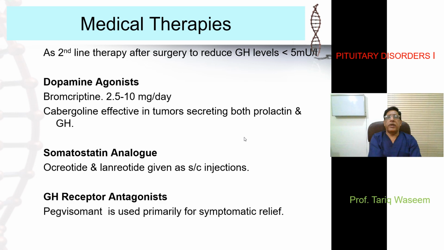Then there is another drug, a growth hormone receptor antagonist, pegvisomant. It is usually primarily for symptomatic relief only. It has its effect on the receptors on which the growth hormone acts. It would not have any effect on the tumor size. So in inoperable cases, or in patients who are not fit for surgery, only this receptor antagonist may be of help.